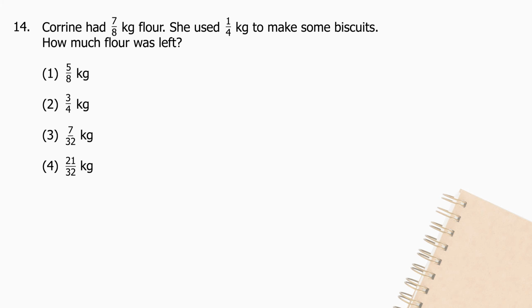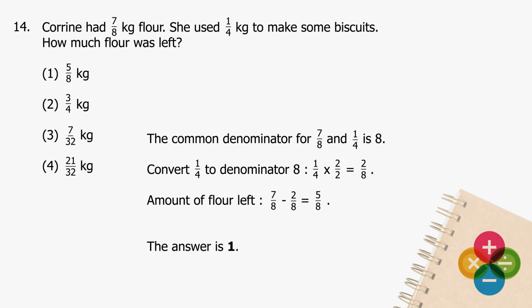Question 14. Corrine had 7/8 of a kilogram of flour. She used 1/4 of a kilogram to make some biscuits. How much flour was left? The common denominator for 7/8 and 1/4 is 8. Convert 1/4 to denominator 8 will be, multiply 1/4 by 2, and the product is 2/8. The amount of flour left will be, subtract 2/8 from 7/8, and the difference is 5/8. The answer is 1.